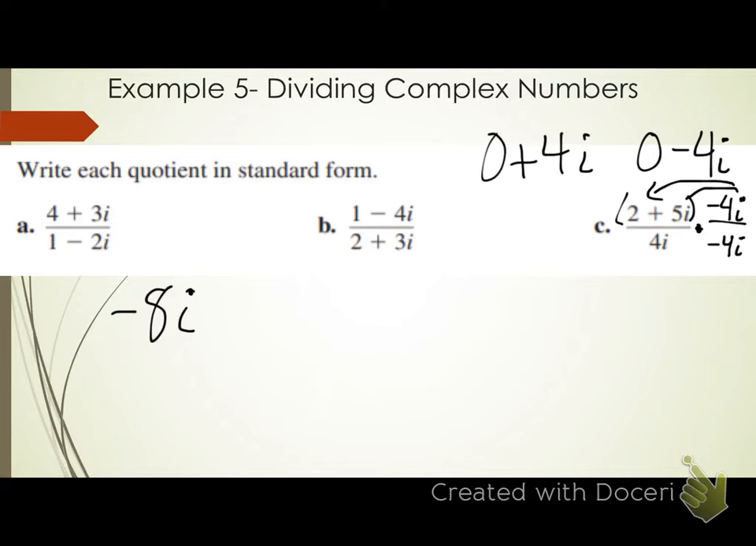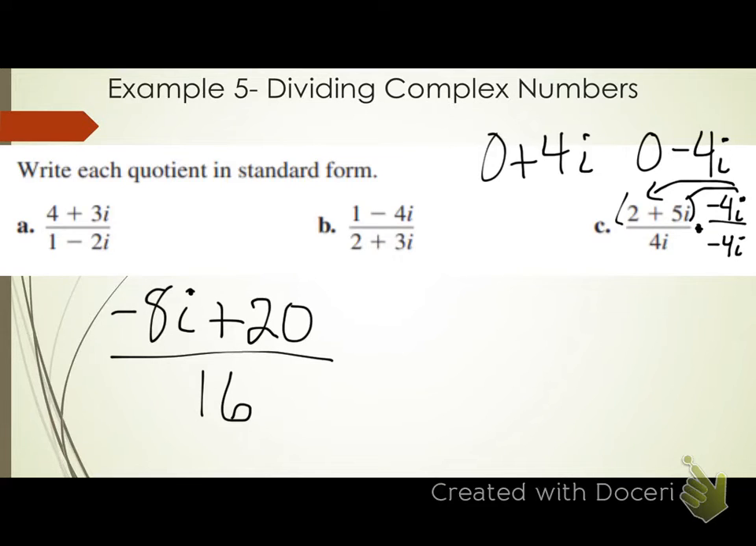What's i squared? Negative 1. Negative 20 times negative 1, positive 20. We okay with my numerator? Okay, 4i times negative 4i, negative 16i squared. What's i squared? Negative 1. Negative 16 times negative 1, 16. Okay, up top, is my numerator in standard form?